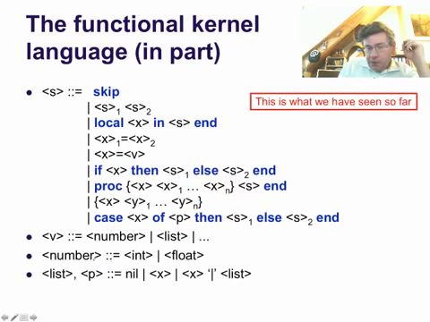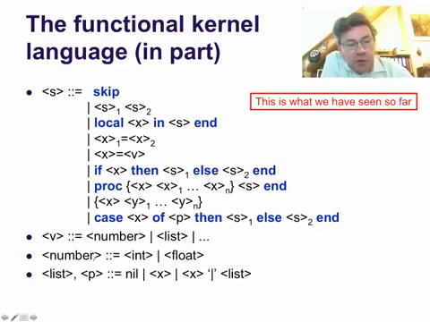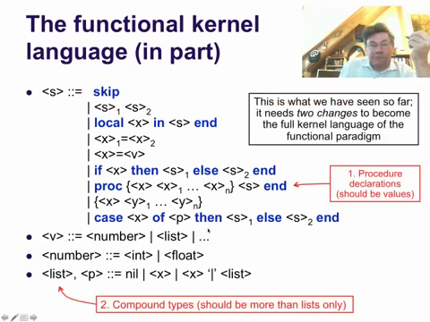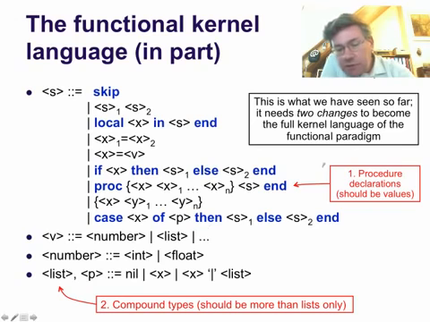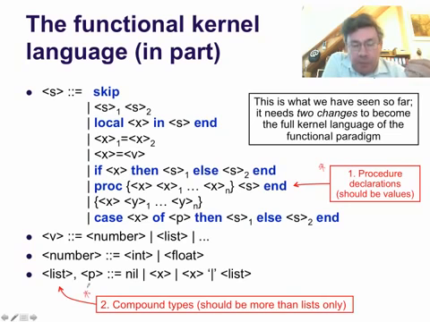So this is what we have seen so far in the functional kernel language with a number of statements. So the skip, sequential statement here, the local, the binding, the if, the procedure declaration and call, the case, and the number of values, numbers, and lists. So there are things here that are missing. Here there are values. Basically, values are missing here. So to become the full kernel language, this partial kernel language needs two changes, which we have seen in today's lesson. So it needs, first of all, procedure values, and second of all, record types.